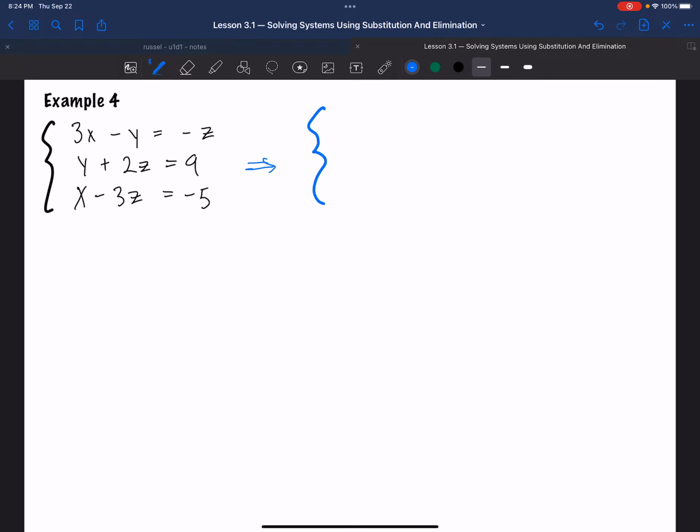So the top equation, I've got 3x minus y. Notice I'm talking about this guy. 3x minus y equals negative z. I am going to add z to both sides to take this negative z and move it to the left side of the equation. So let's do that. 3x minus y. I'm going to now add z so that this equals 0, right? Because notice, of course, negative z plus z equals 0.